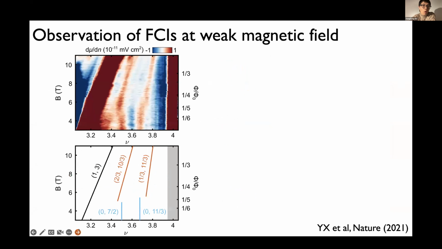And the most exciting part is when you increase the magnetic field further, and then this is shown in the upper panel, and the traces, the slope and the intercept are marked in the lower panel.